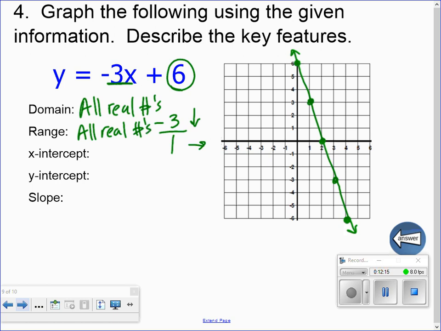Again, our x-intercept is where it crosses the x-axis, that's at 2, 0. Y-intercept is where it crosses the y-axis, that's at 0, 6. And our slope of negative 3.